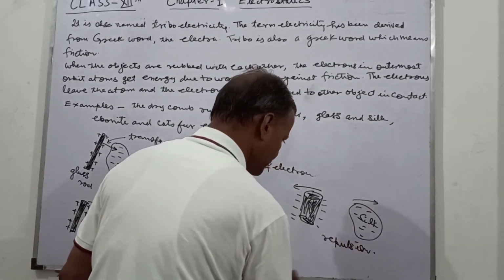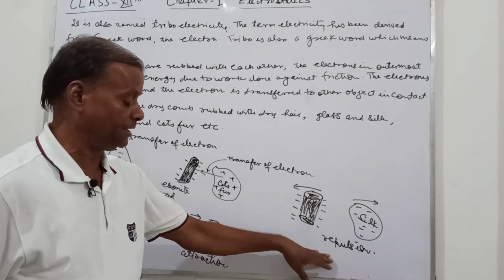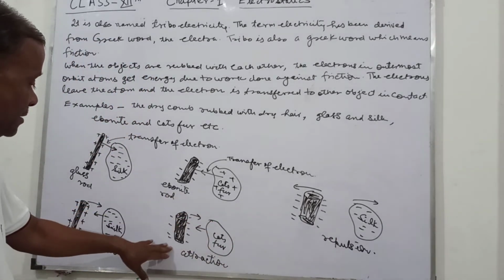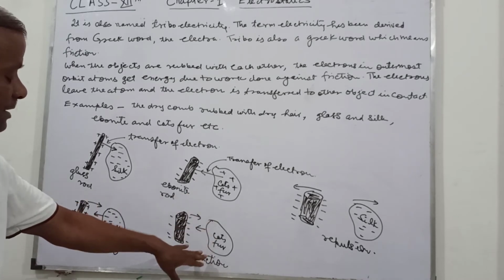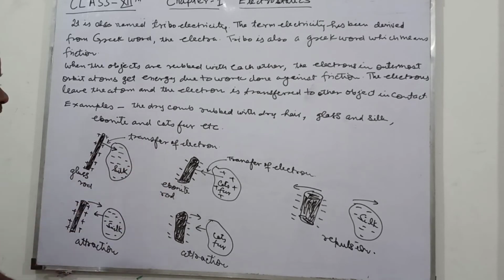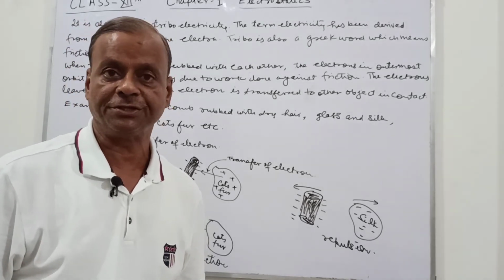When similar charges are near to each other, they repel each other. When dissimilar charges are near to each other, they attract each other. This phenomenon was first observed by Thales about 600 BC.